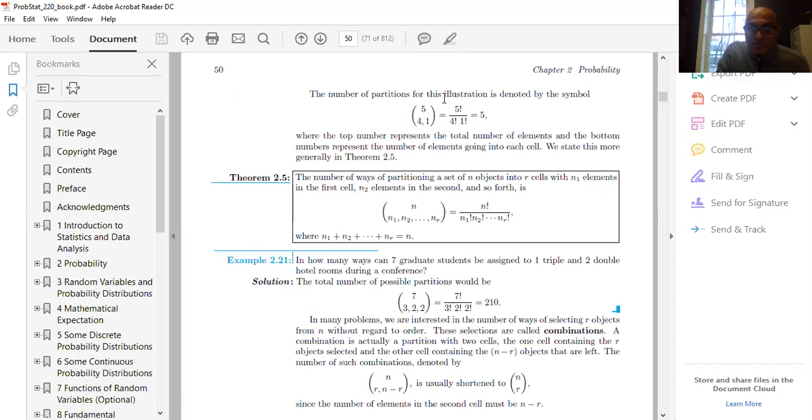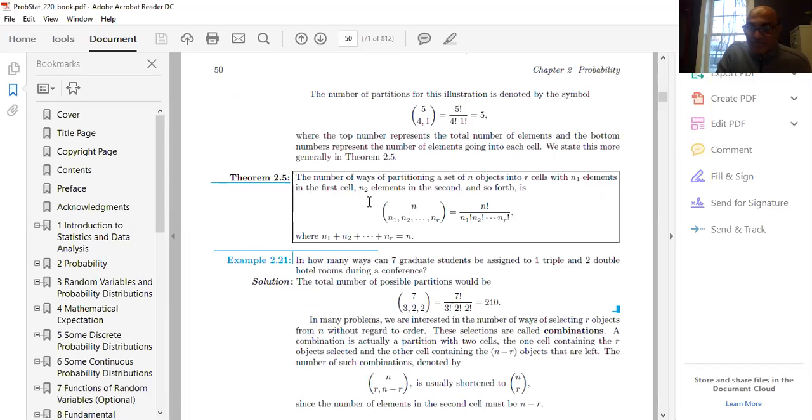But this leads us to the very important concept of combination, because this 5 and here 5 minus 4 is 1. So n, n minus r, and then r factorial. That is nothing but the combination. That is nothing but the combination whenever we have the repetition of n.